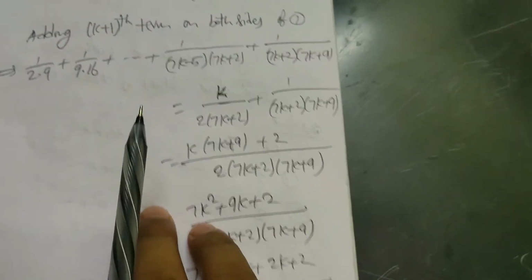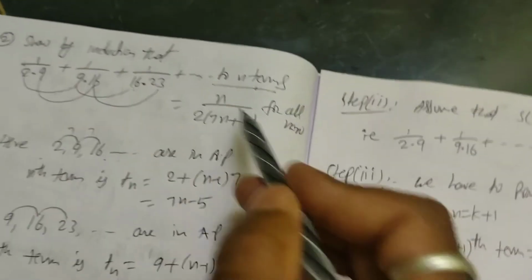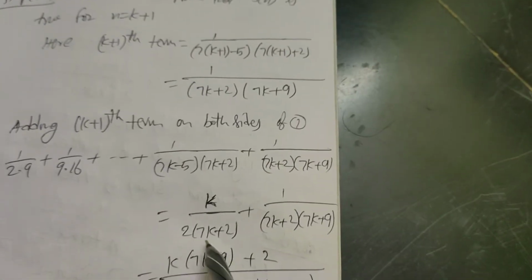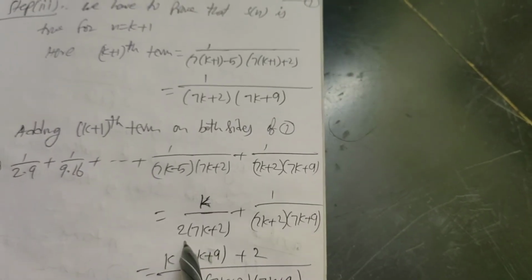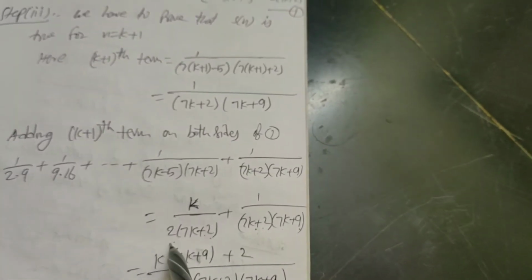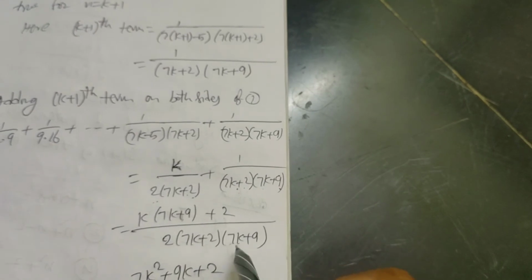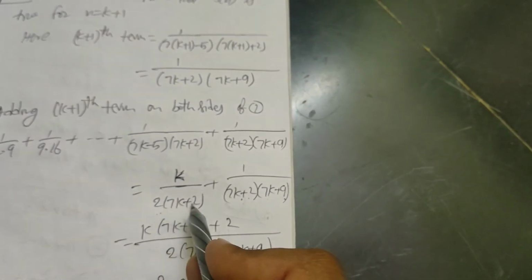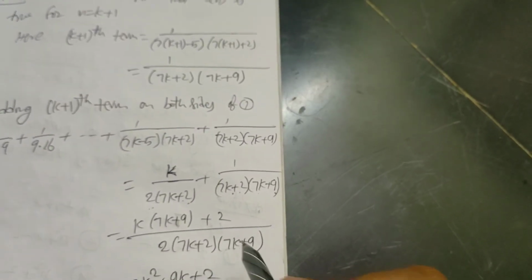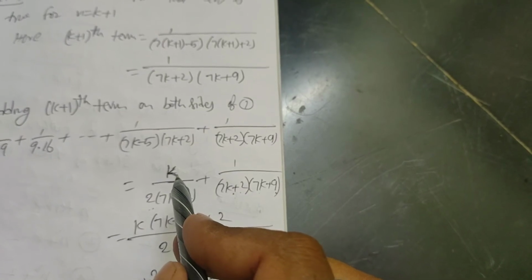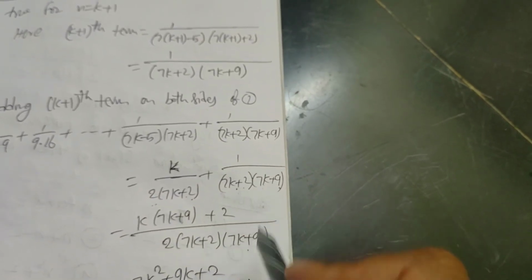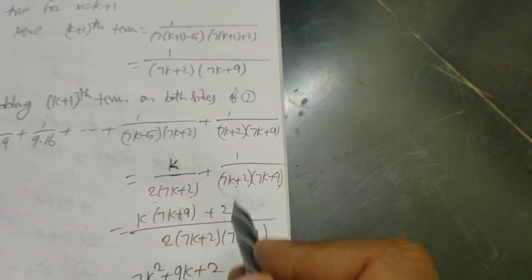Okay, so if you simplify this RHS, what you need to get is k plus 1 in the place of n. First we have to take the LCM for these two terms: 2 into 7k plus 2, and 7k plus 2 into 7k plus 9. These two factors are the same, so you take one time, and 2 into 7k plus 2 into 7k plus 9 is our required LCM. In the first term, only 7k plus 9 is missing, so 7k plus 9 multiplies in the numerator of this term, that is k times 7k plus 9, plus in the second term 2 is missing, so 1 into 2, that is 2.